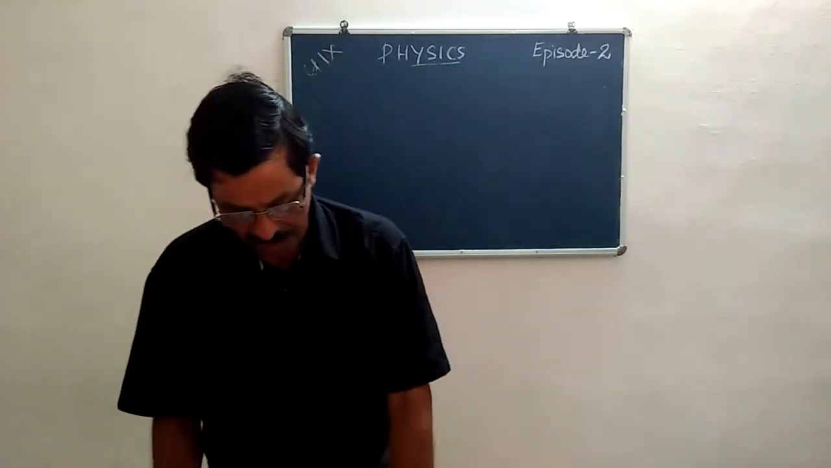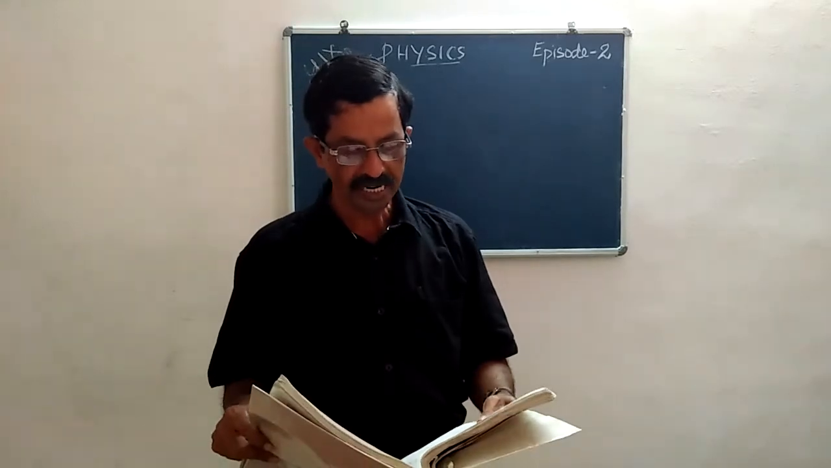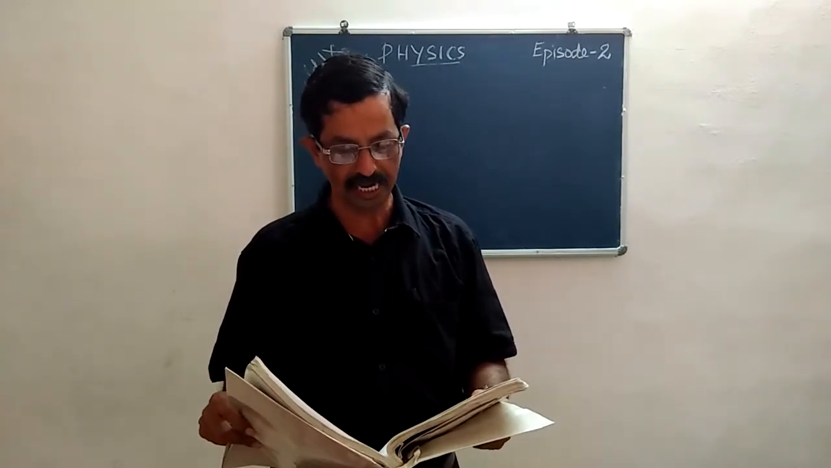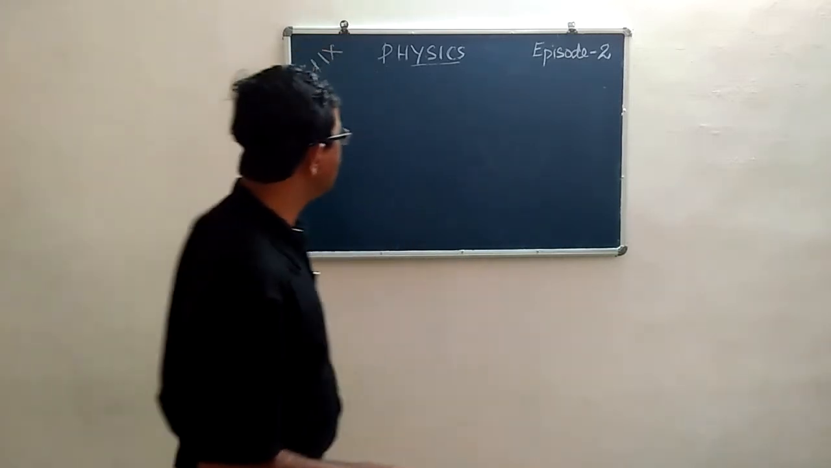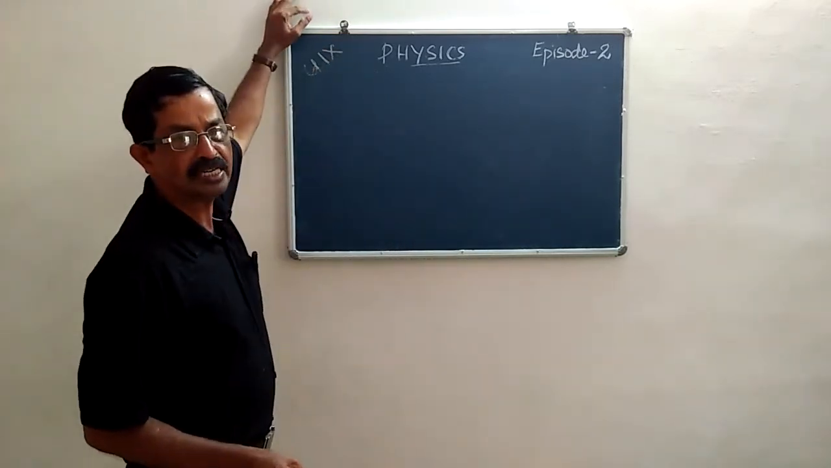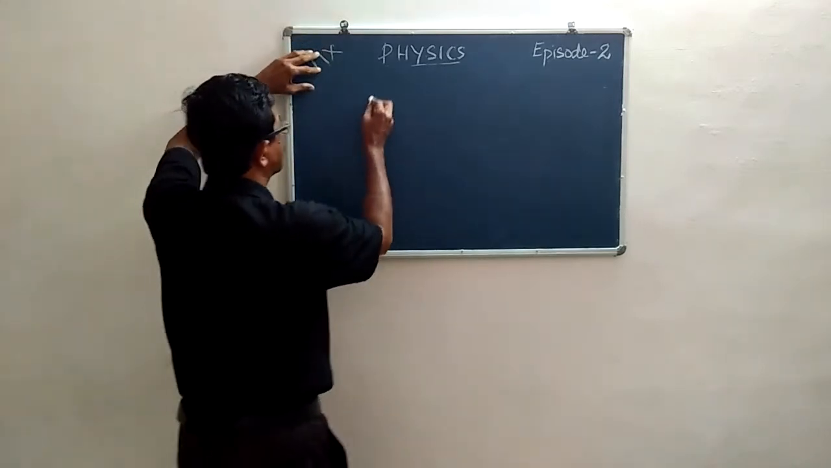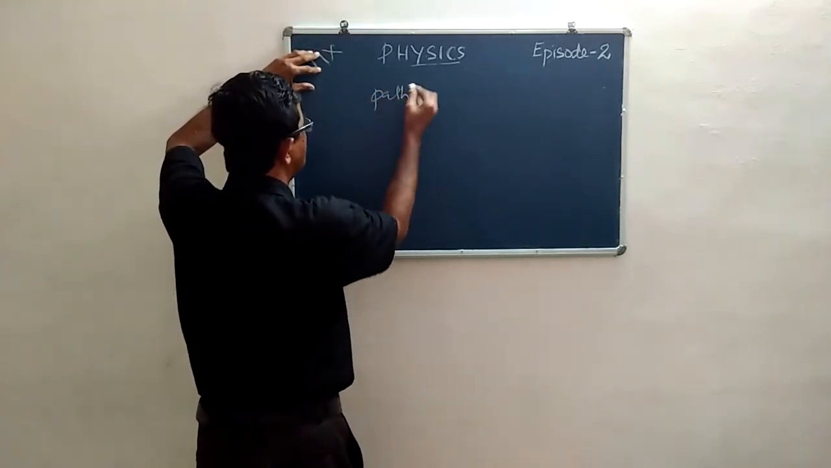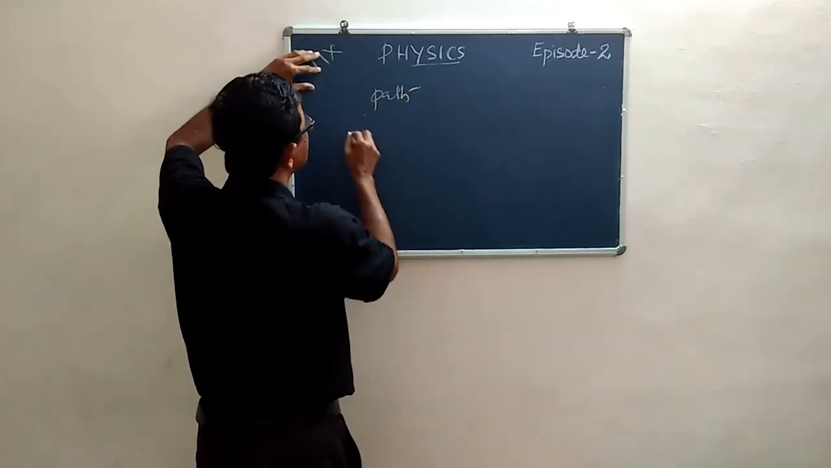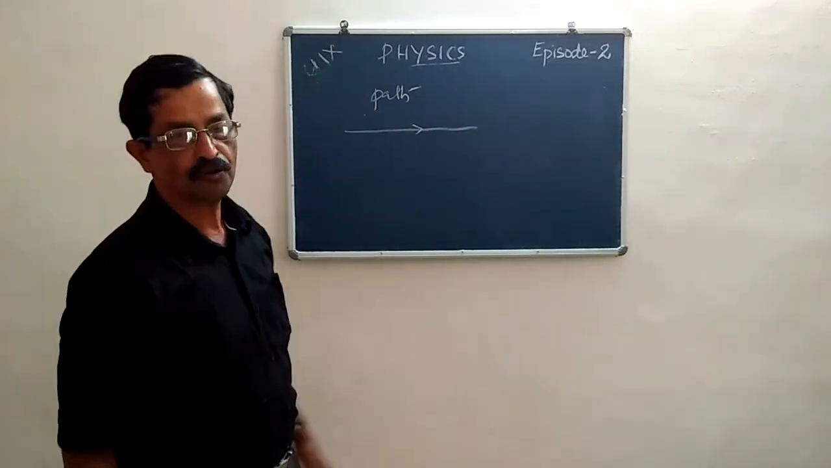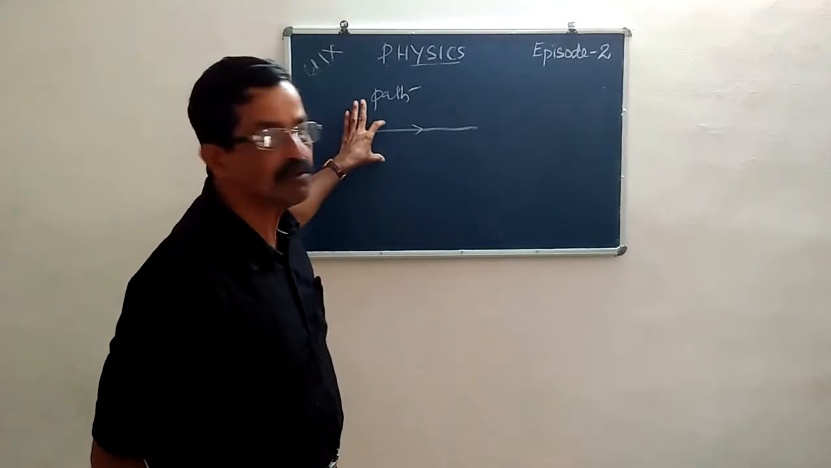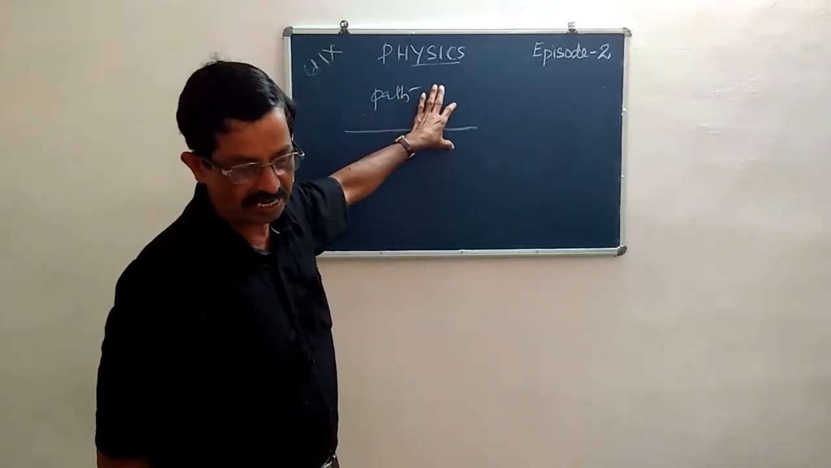And the third question given to you. What does the path of an object look like when it is in uniform motion? Suppose a body is in uniform motion, then how is its path? In which path does it travel? It travels along a straight line. That means for uniform motion, the body travels along a straight line.